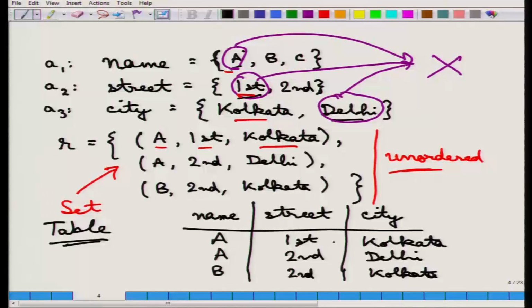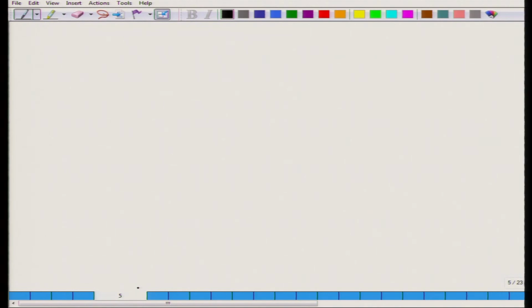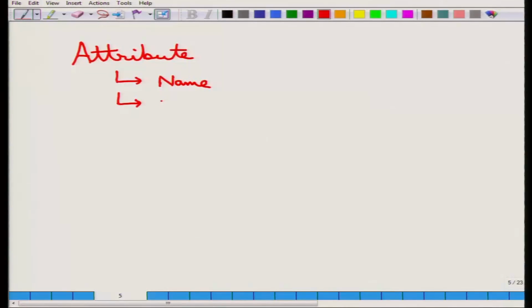That is all about relations, and the next important term that we define is the attribute. We have been talking about attributes, but we will go into a little more detail on what an attribute is. An attribute has a name, and it of course comes from a domain. So it has a domain and it has a name. For example, street is the name of one attribute, and name is the name of another attribute. And then there is a domain for each attribute.